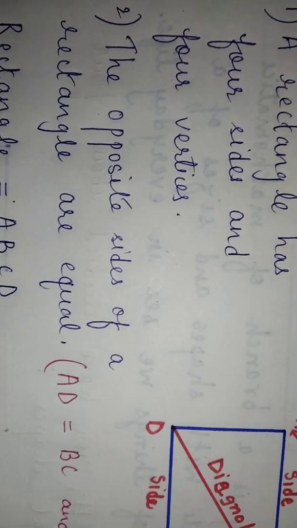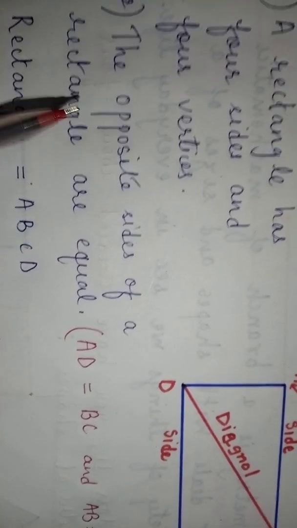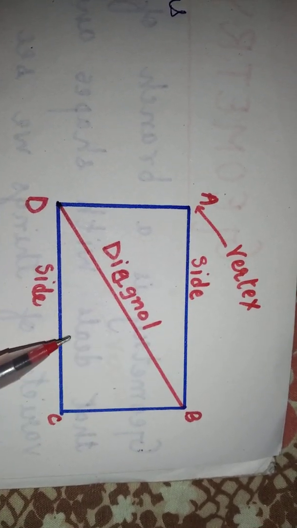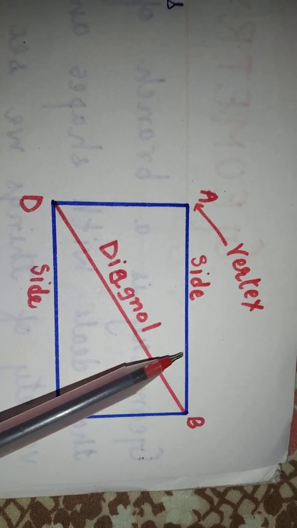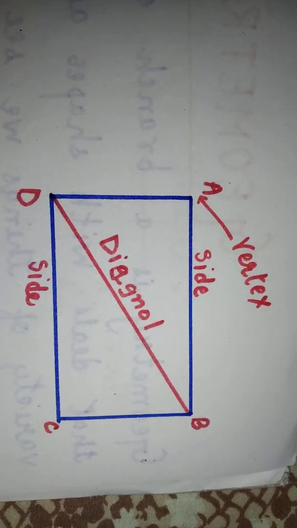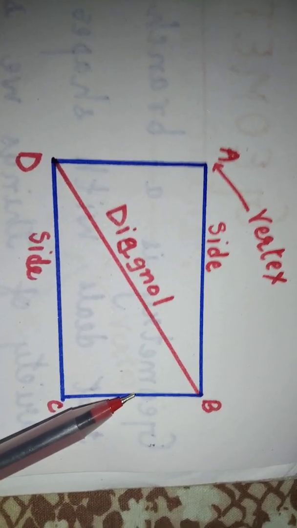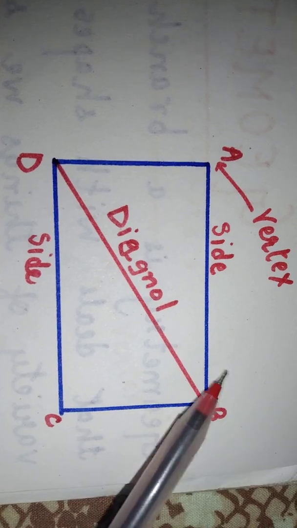Then the most important thing you need to know when you are studying a rectangle is that the opposite sides of a rectangle are equal. So here, if you can see, the opposite sides means side AB, this side is equal to this side. These are opposite to each other. So side AB is equal to side CD and side AD is equal to side BC. So here the opposite sides of a rectangle are equal.